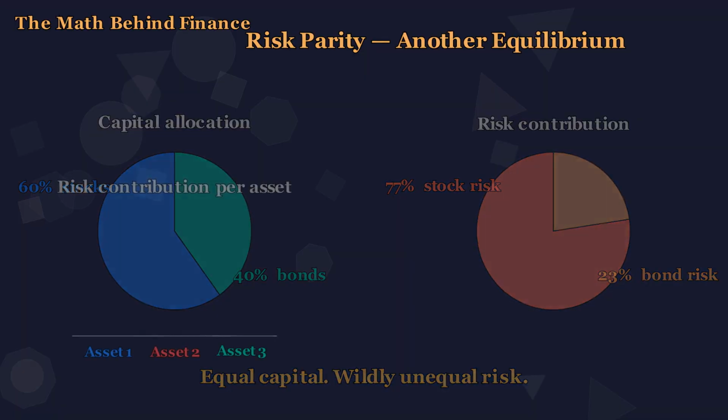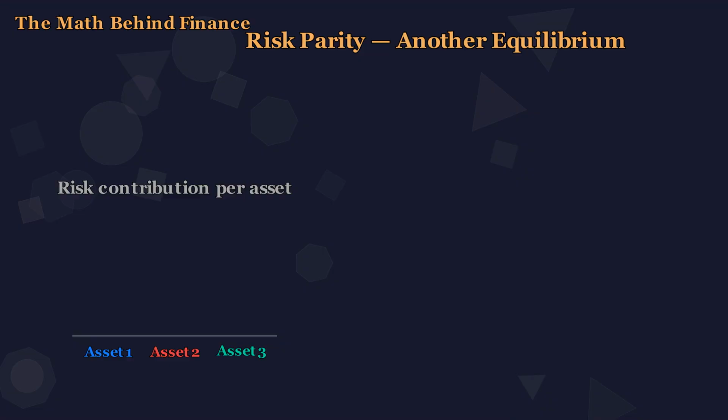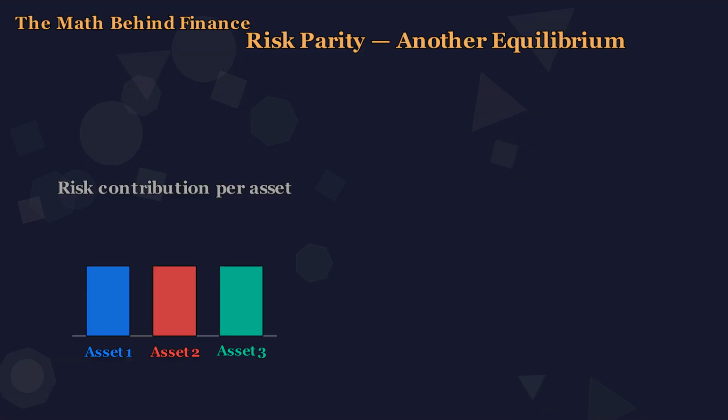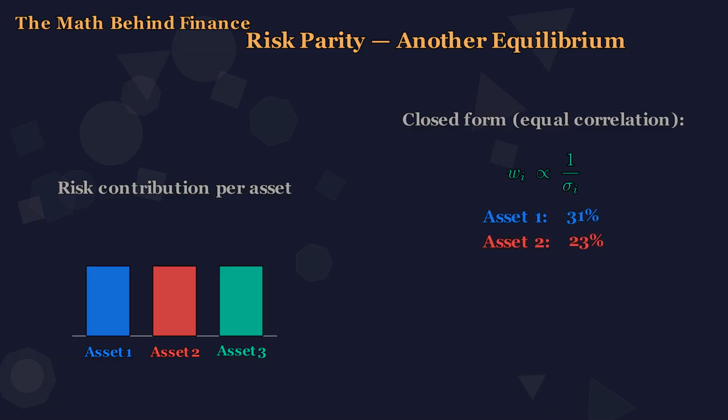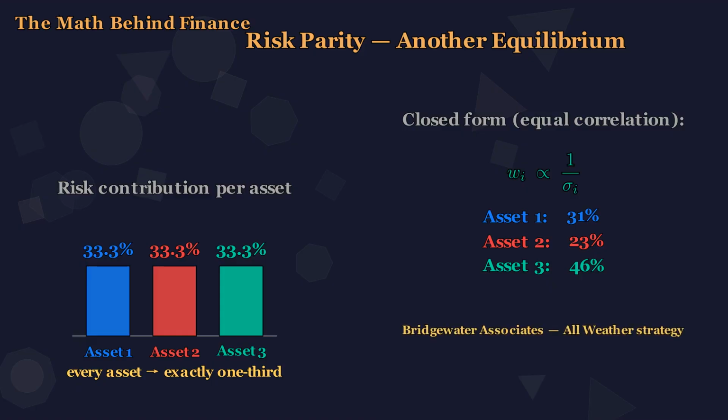Risk parity asks a different question, not, how do I split my money equally, but how do I split my risk equally? Solve for weight so that every asset contributes the same risk. For our three-asset universe with equal correlation, the answer is closed form. Weights inversely proportional to volatility. Asset 1, 31%. Asset 2, 23%. Asset 3, 46%. Each contributes exactly 1/3 of the total portfolio risk. This was the philosophy behind Bridgewater Associates' all-weather strategy.